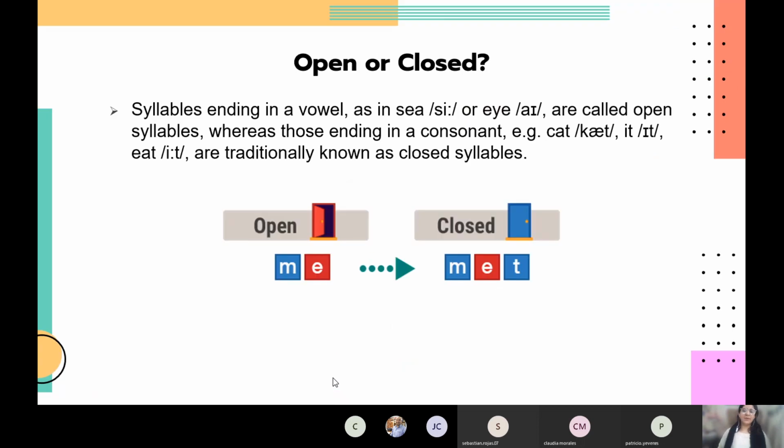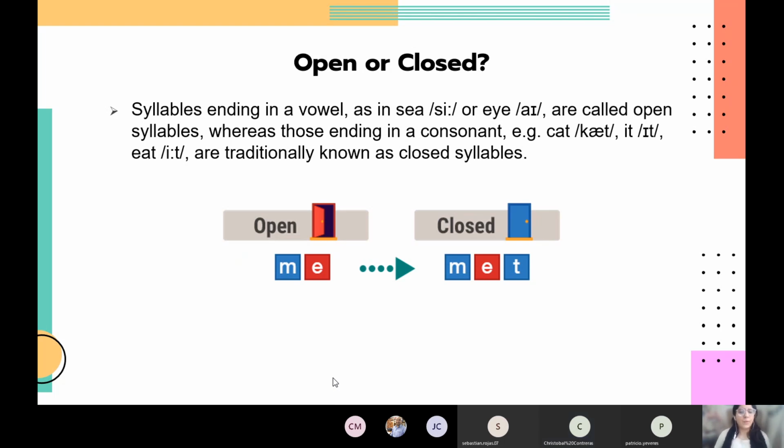So now we have this question that says open or closed, and I'm going to need help from the audience to read the paragraph that is there. Go ahead, please, Cristobal. Okay, open or closed. Syllables ending in a vowel, as in see or I, are called open syllables, whereas those ending in a consonant, for example, cat, eat, are traditionally known as closed syllables. Perfect, thank you very much.